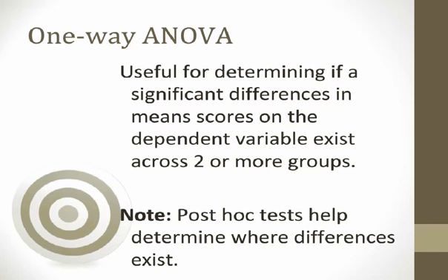A one-way between groups ANOVA is used when you have one dependent continuous variable and one independent variable with three or more groups or three or more levels. In the term one-way between groups ANOVA, one-way indicates that there's only one independent variable. The between groups part means that you have different subjects or different cases in each group.